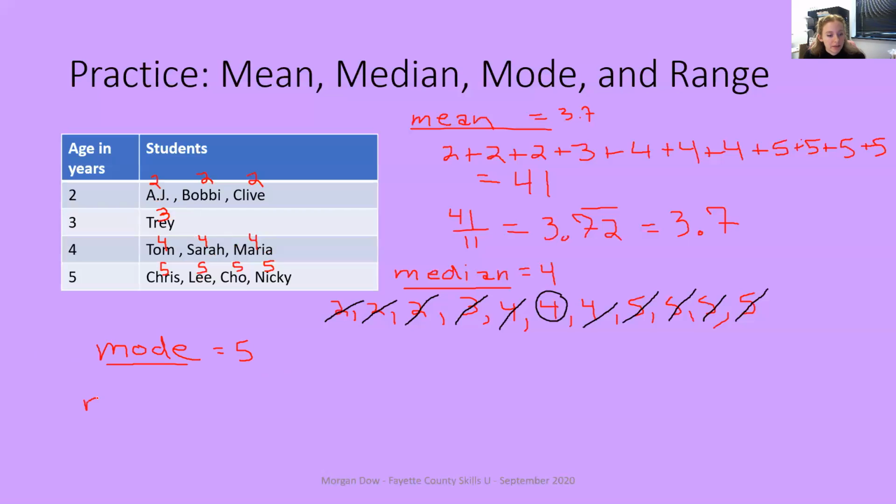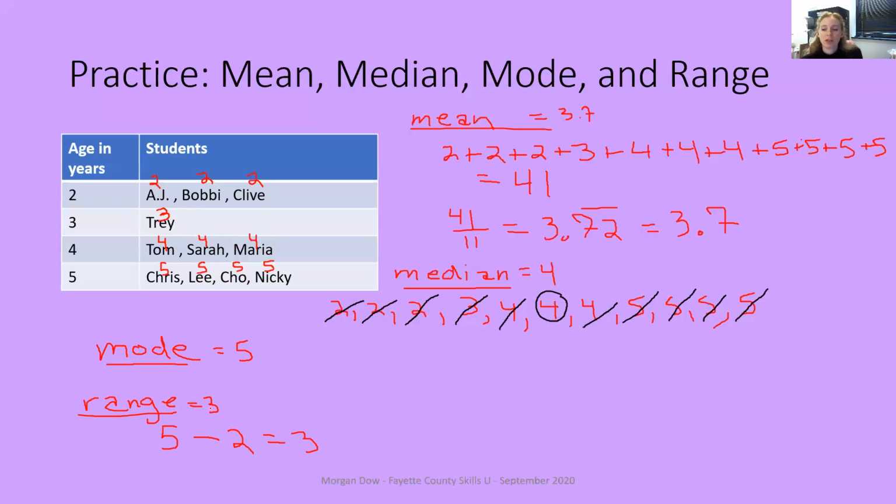All right, and then finally, let's do our range. So the range is the highest minus the lowest. So the oldest age of our students here is 5. The youngest is 2. 5 minus 2 is 3. So the range is 3. And that's mean, median, mode, and range.